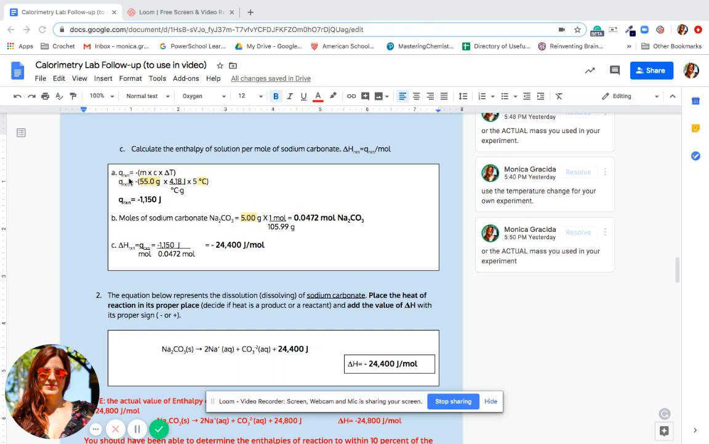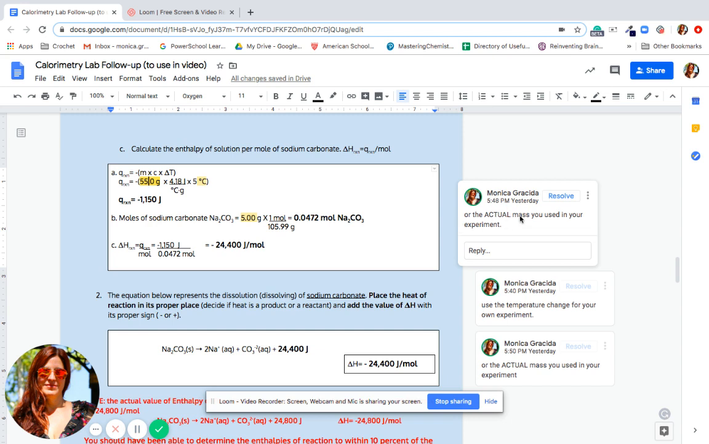Let's move on. So if we're using this equation, we are going to use the mass of the solution, which I placed as 55. If you did it exactly to the dot, the 50 milliliters and the 5 grams, you should have the 55. Or the actual mass that you used in the experiment, because remember that we have a range of plus or minus 0.01 or 0.1 gram of error. So use the actual mass that you used.